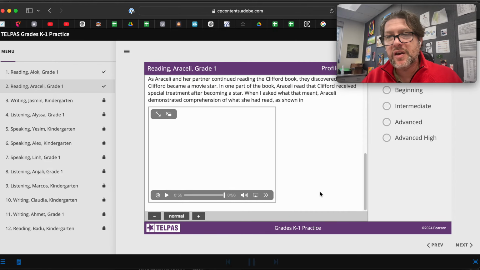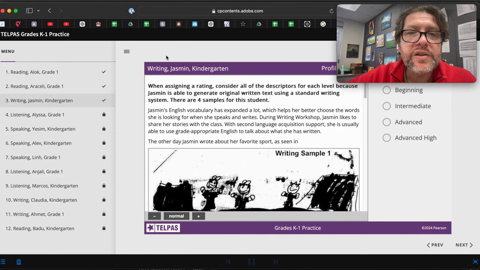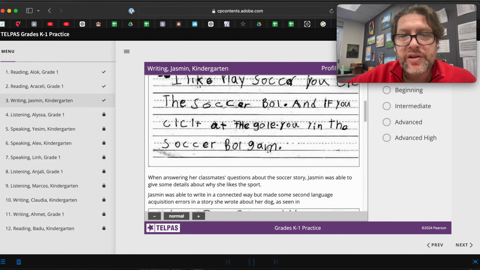So she's able to decode fluently. She's able to understand and comprehend the text and give comprehension answers. Bang. Advanced high. All right, let's go to the next one. All right, so now we've got kindergarten. We've got Jasmine's writing. It's important to read this and not just look at the writing.